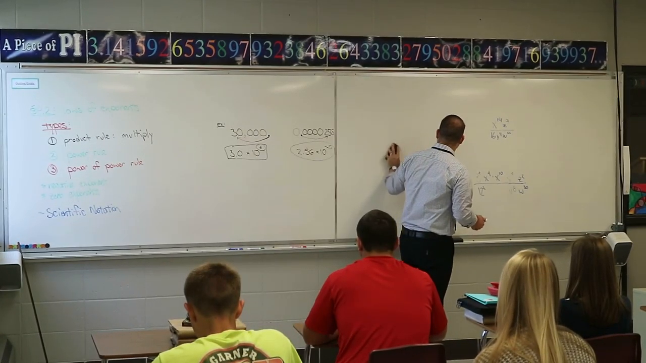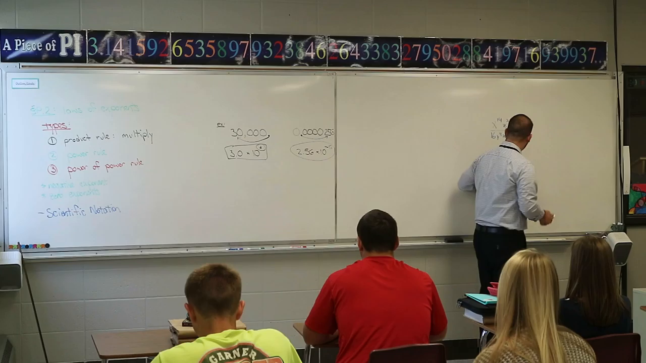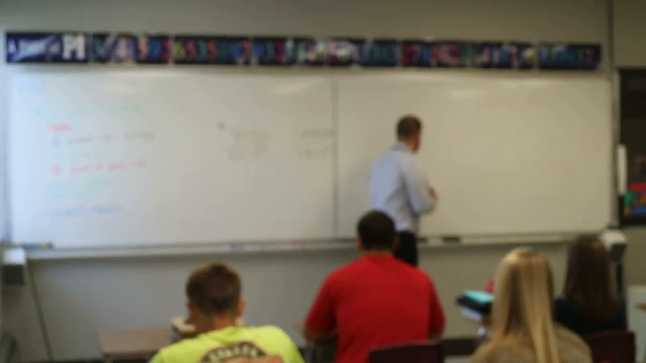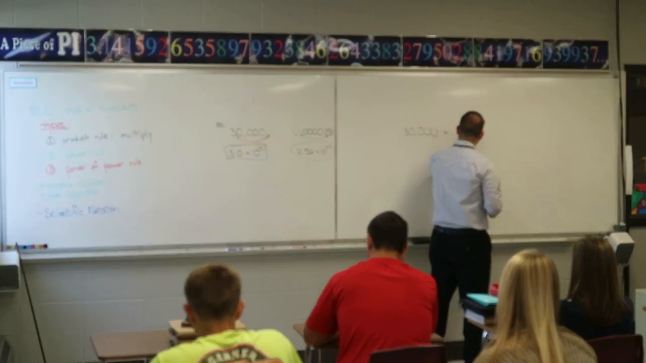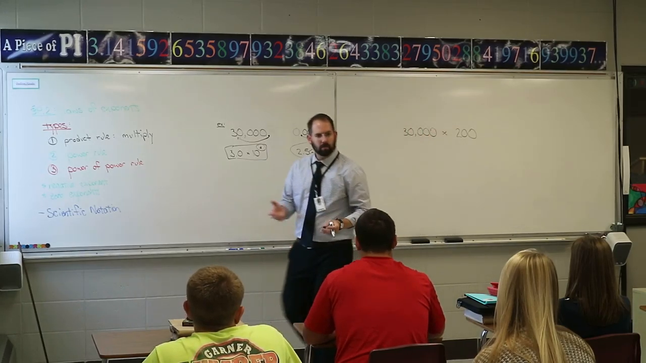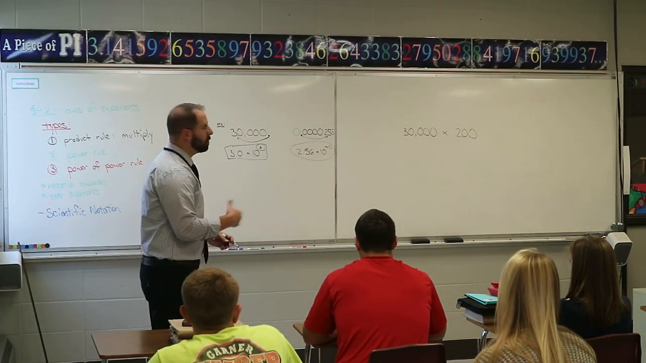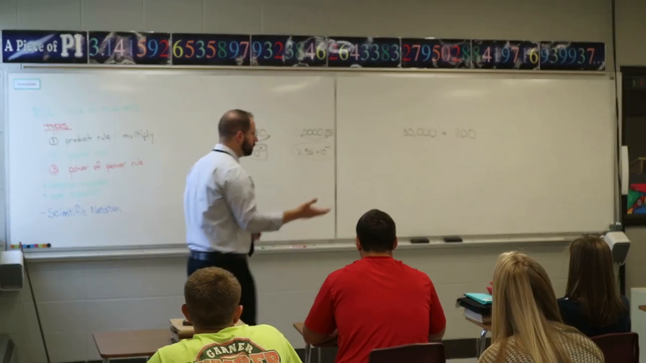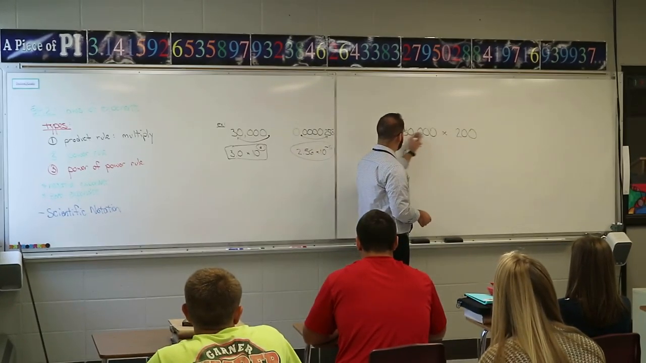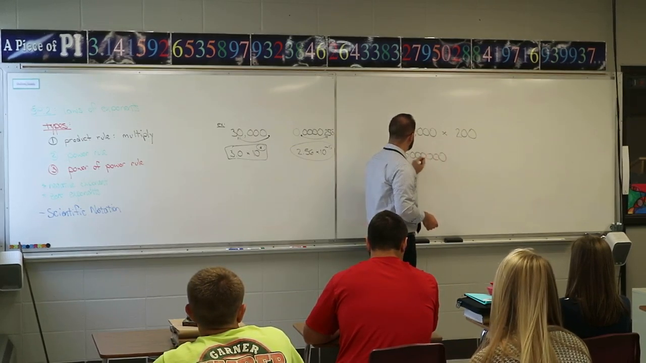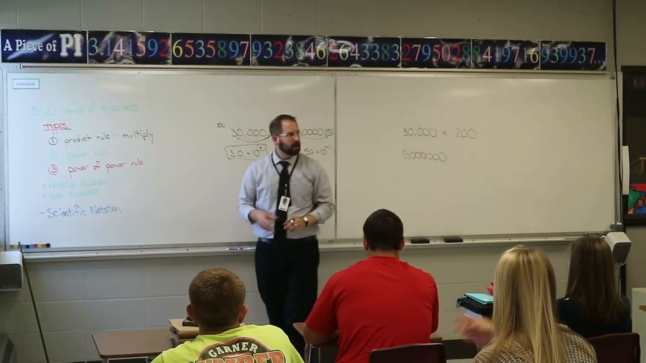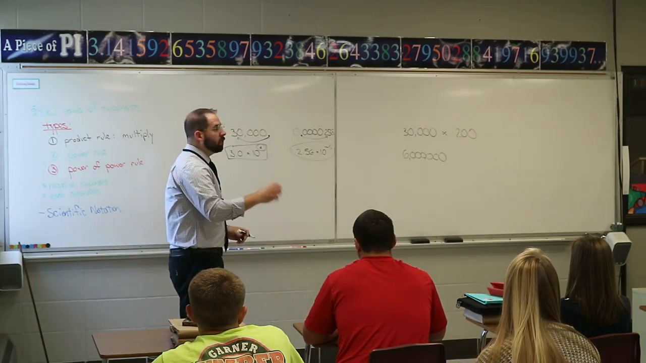So for instance, I'm going to pick 2 easy numbers so we can easily figure out the answer. Okay, so let's go to this 30,000 and let's multiply it by 200. Easy number, right? Because if there's just a bunch of zeros, what's 2 times 3? 6, and you could add all those zeros on. 1, 2, 3, 4, there's 4 here, there's 2 back there. This would be your answer, right? It'd be 6 million. But you could do it with scientific notation.